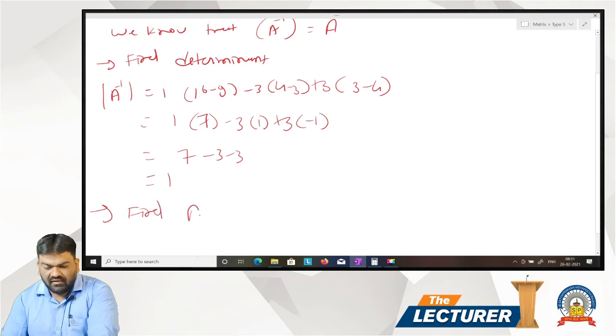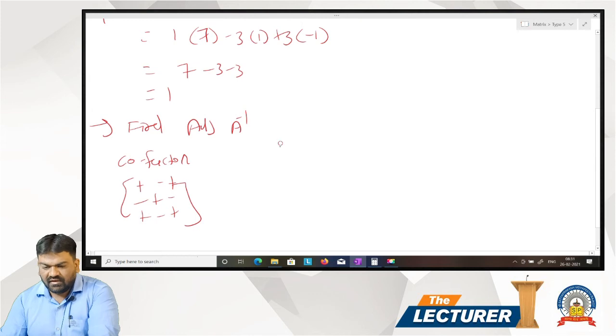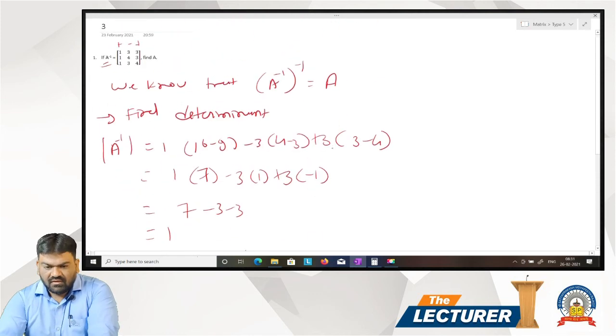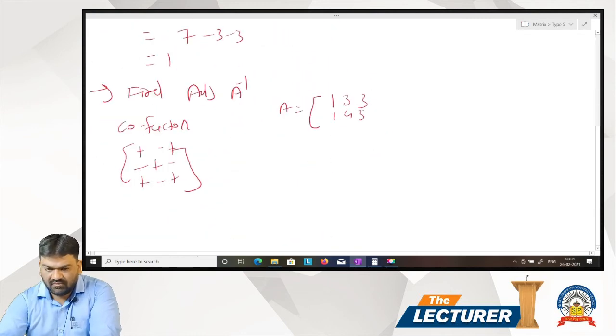Find adjoint of A raised to minus 1. Cofactor signs: plus minus plus, minus plus minus, plus minus plus. First let us write A raised to minus 1 so it is easy: [1 3 3; 1 4 3; 1 3 4]. Now cofactor.